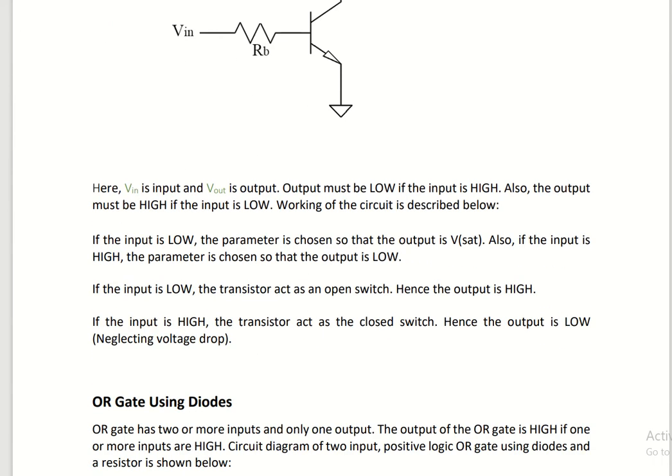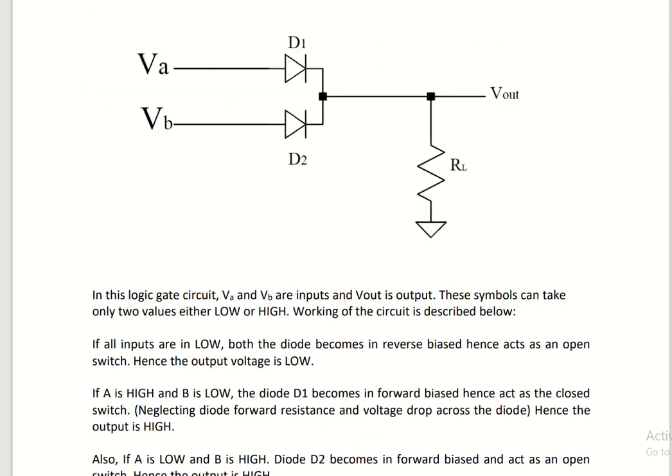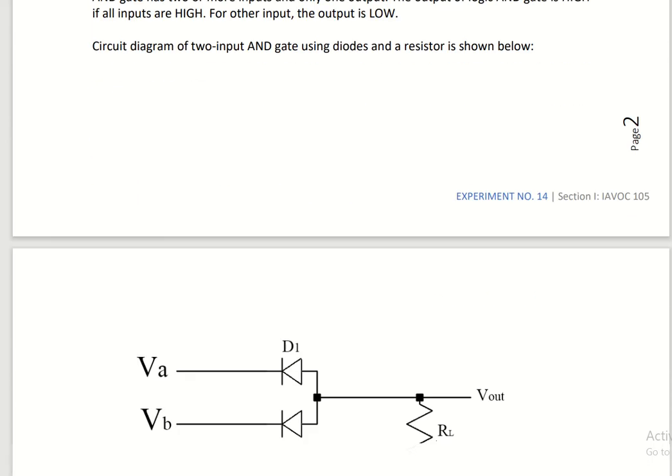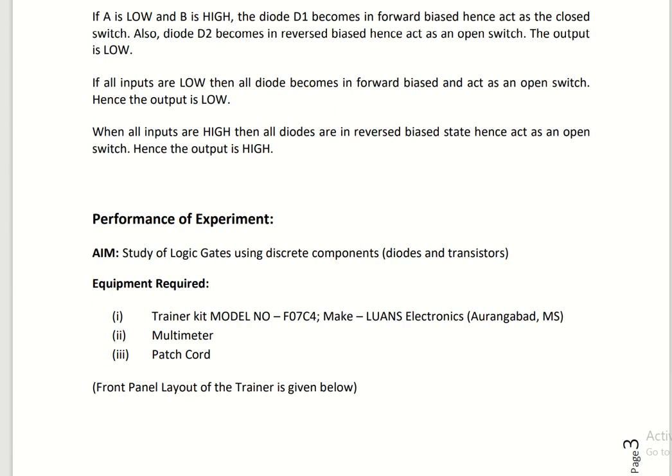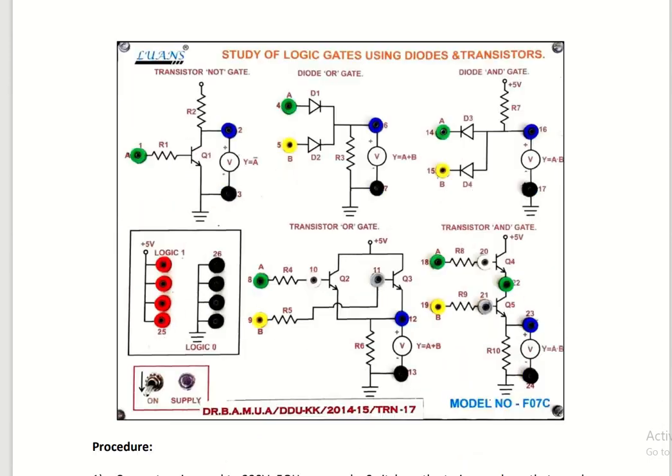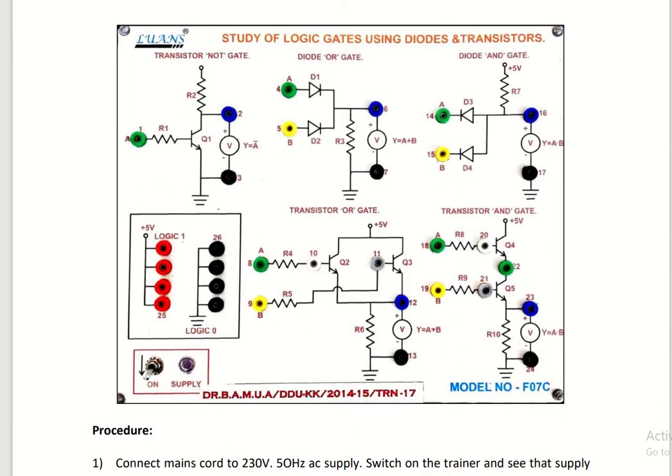In this manual, I have already provided the adequate theory and the process that you have to perform. We will be using this trainer made by Luans Electronics Aurangabad, model number F07C for this particular experiment. And while performing the experiment, I will be discussing the operation of the circuit. Let us now see what the features of this board are.